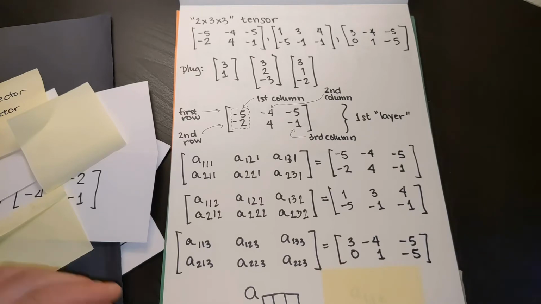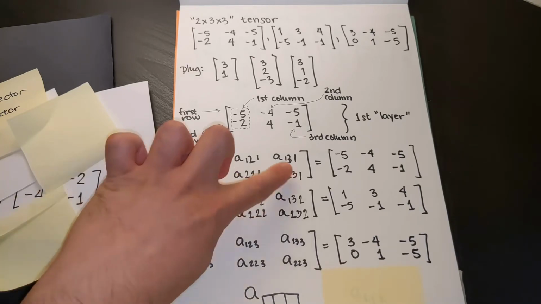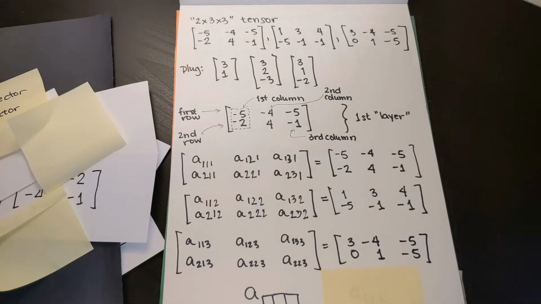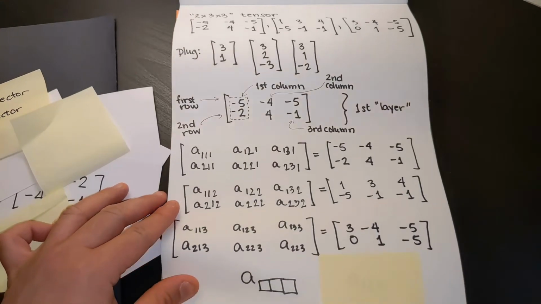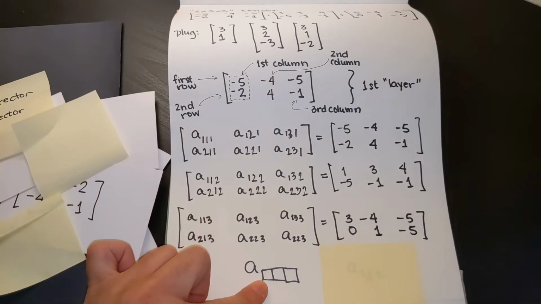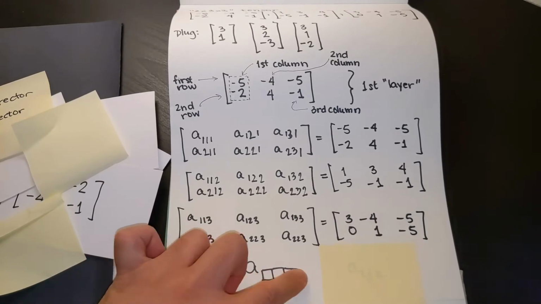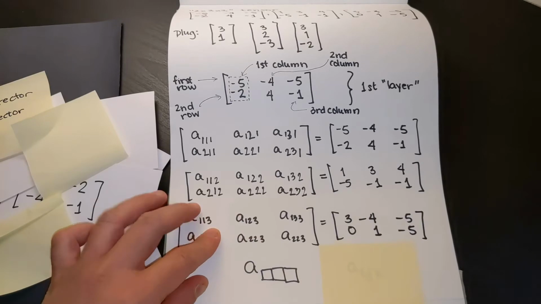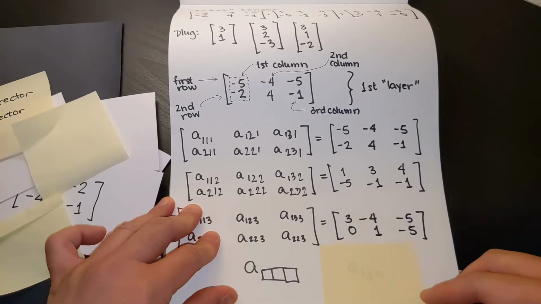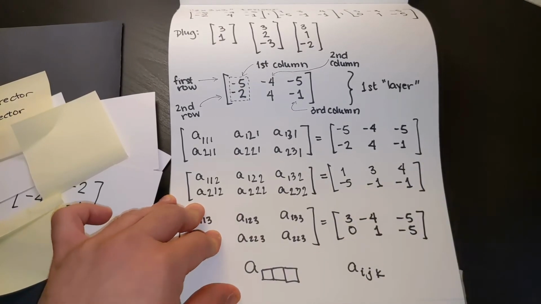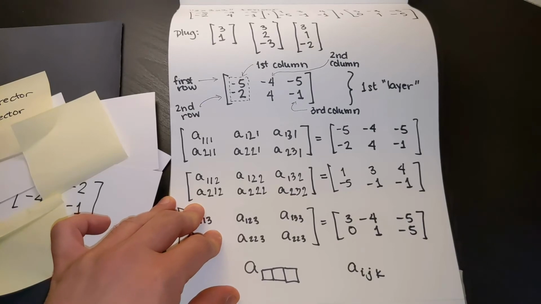Now, if you notice, the labels have 3 numbers in them. So A, some number, some number, some number. We don't really use the square boxes, but what we use are letters, i, j, k, or we call them indices.